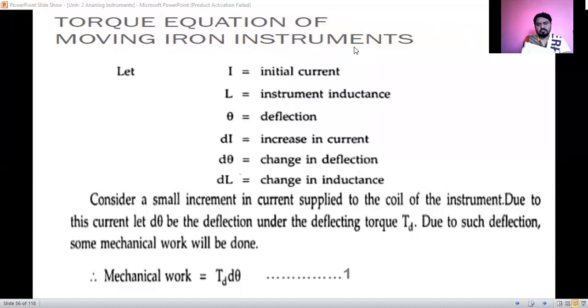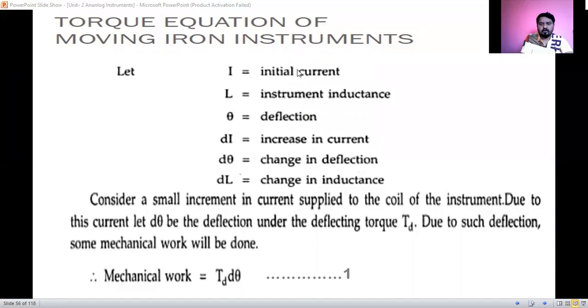The torque equation for the moving iron instrument, we are not considering separately for radial, repulsion, or attraction. Commonly we are going to derive the torque equation of the moving iron instrument here. So for that reason, the title I have taken here is torque equation of moving iron instrument. Plus some parameters we'll discuss now.